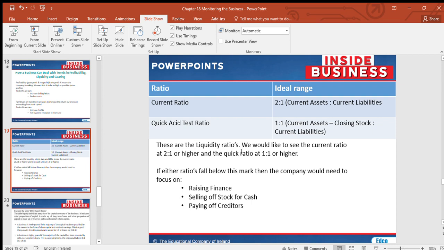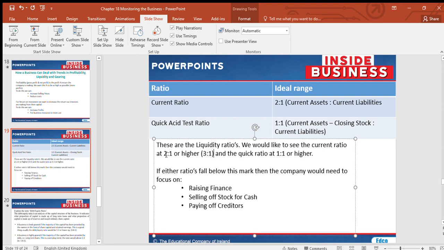So these are our liquidity ratios, these two. They are checking our liquidity. We would like to see the current ratio at 2:1 or higher. So what do we mean by higher? Higher could be something like 3:1. It's the assets that would be higher. And the quick acid test ratio, we would like that to be 1:1 or higher. Higher here might be something like 1.6:1. We want the asset side to be higher because the assets are the money that we own. It's the short-term items that we own, and the liabilities are short-term items that we owe. We do not want that to be high.